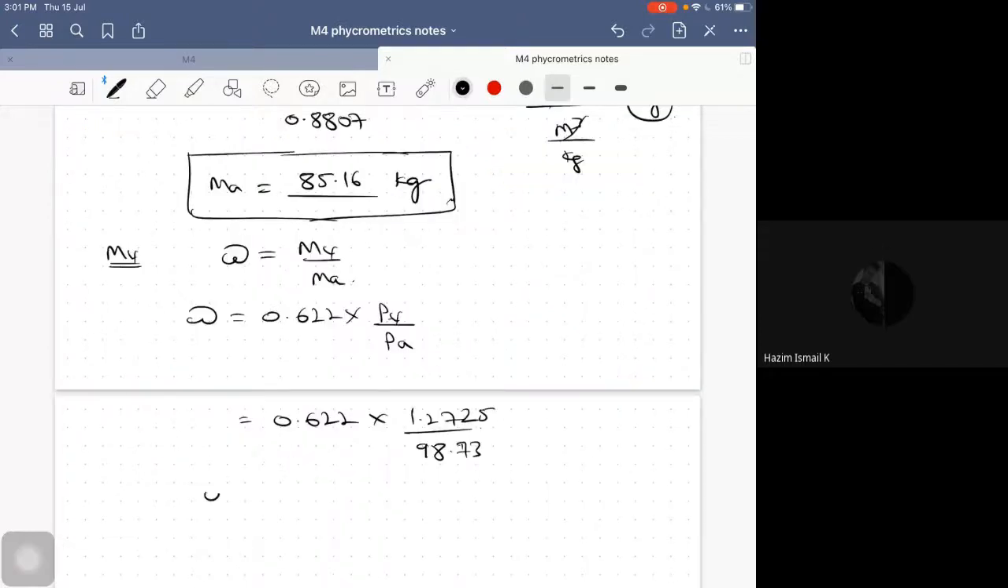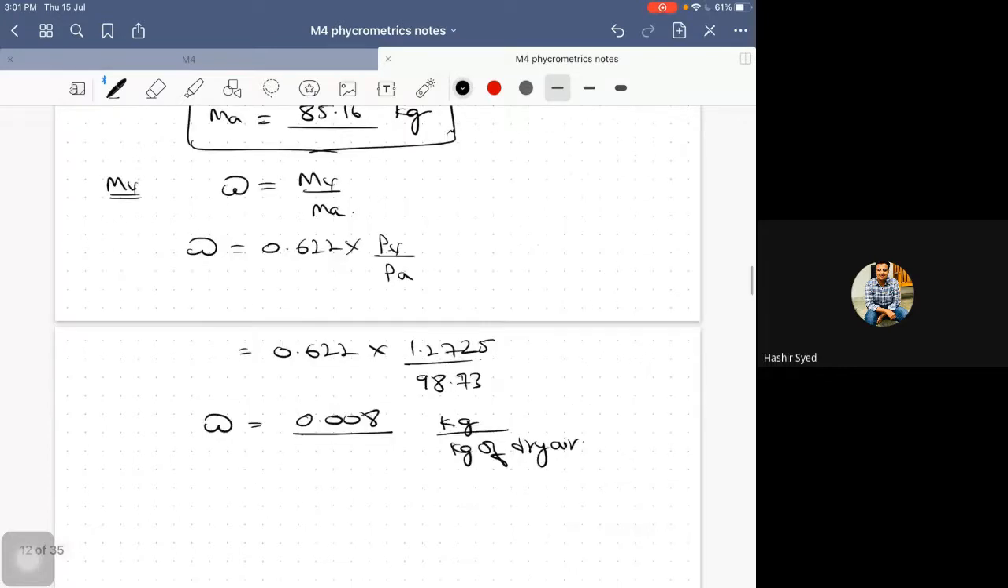So from this, what is the value of omega in kg per kg of dry air? 0.008, exactly correct.